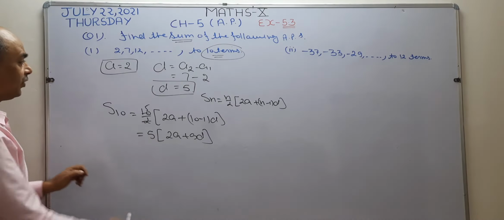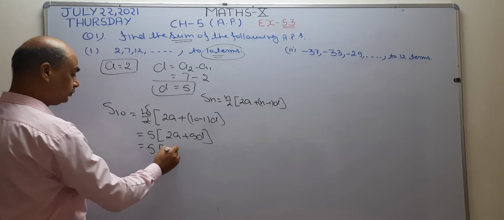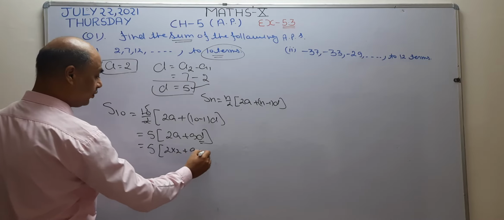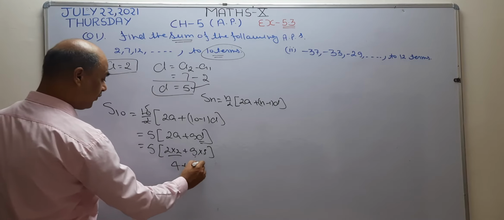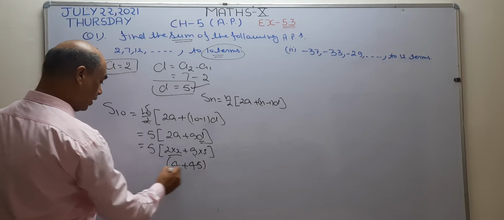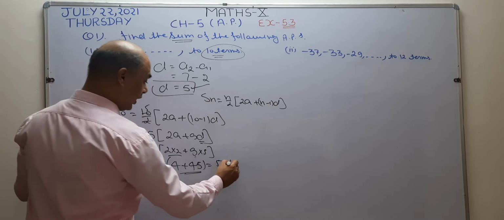Now the value of a is given. What is the value of a? 2. So write here 2. What is the value of d? The value of d is 5. Write here 9 into 5. Now as you know, 2 2s are 4, 9 5s are 45. Now 5 into 45 plus 4 becomes 49.